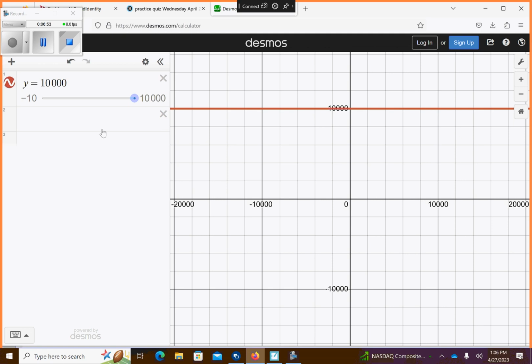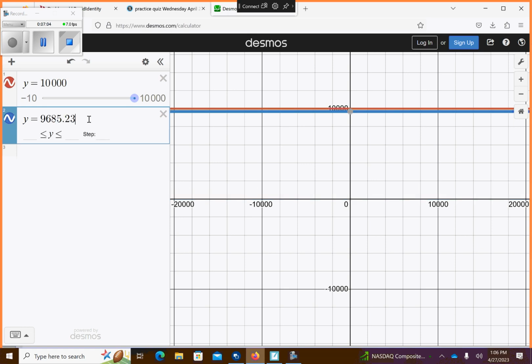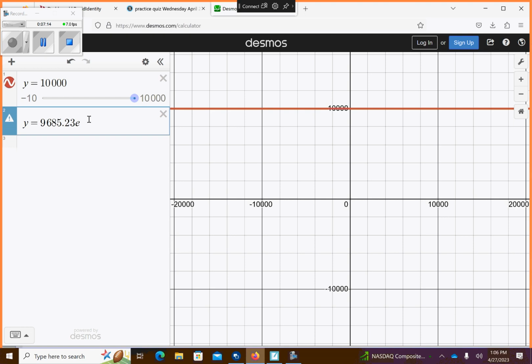All right, my other equation is going to be y equals 9885.23. And then we're going to use E. And where do you get E on Desmos? Is it just the normal E? Just letter E, it'll default to it, yeah. Raised to the 6 months, it said. So 0.5x.